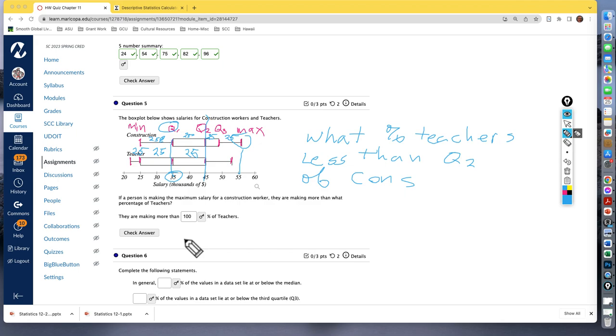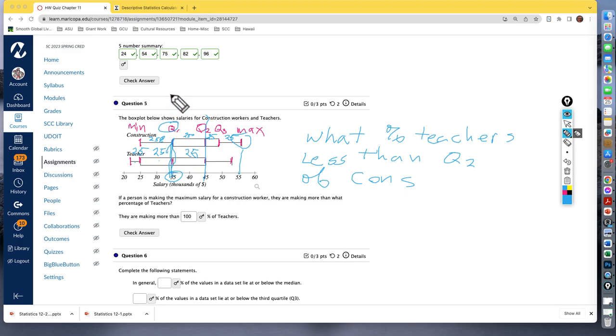Okay, so here, read the question to me. If a person is making the first quartile salary for a construction worker, they're making more than what percentage of teachers? Okay, so we do the same. So the quartile comes down here, and then what percent of the teachers are below that? 25 and 25, so 50%. 50% of teachers are making less than that salary. Does that make sense? A little bit more, yes.